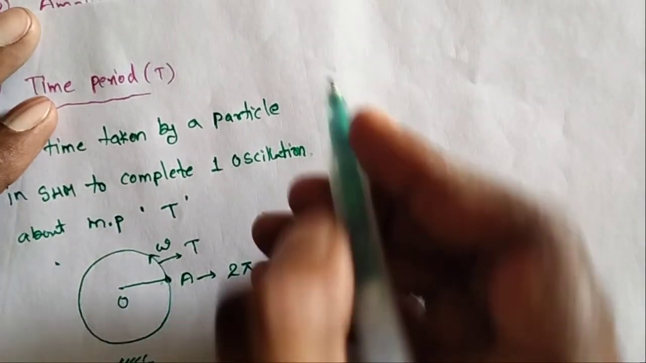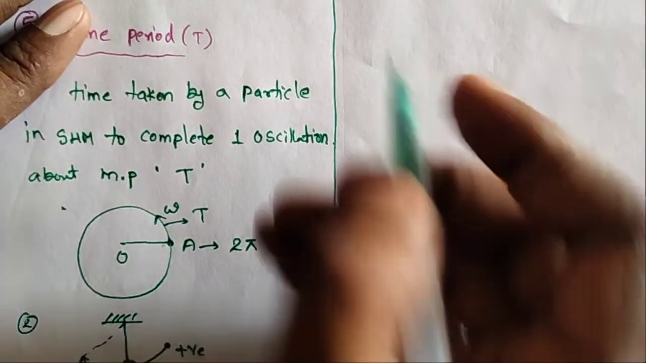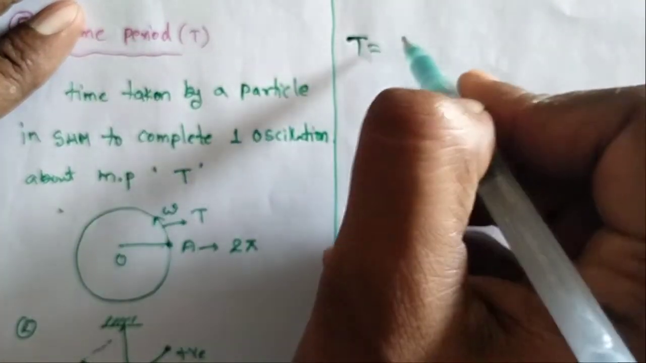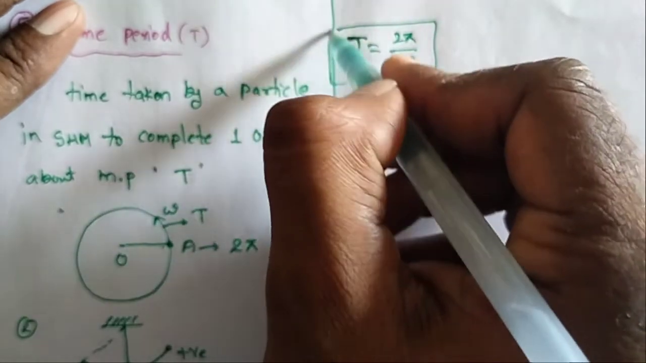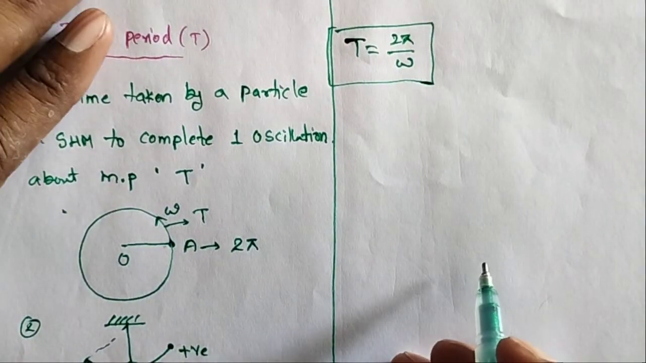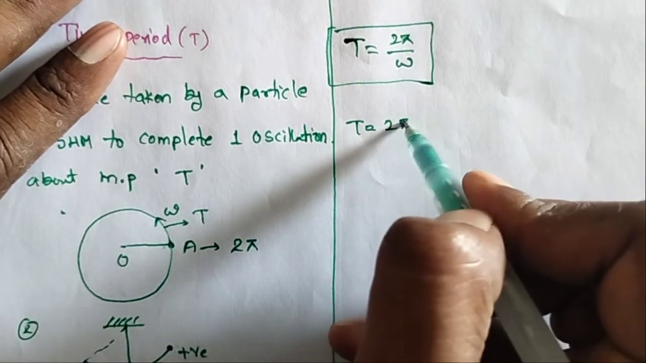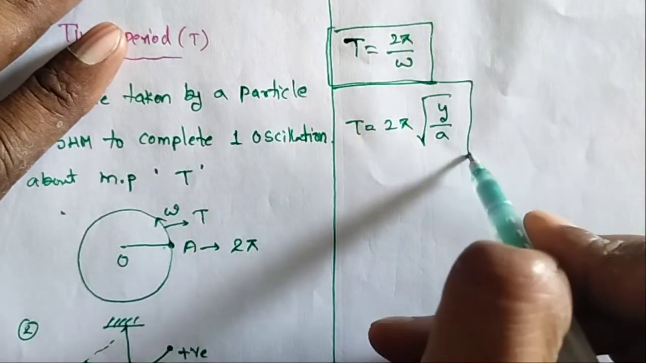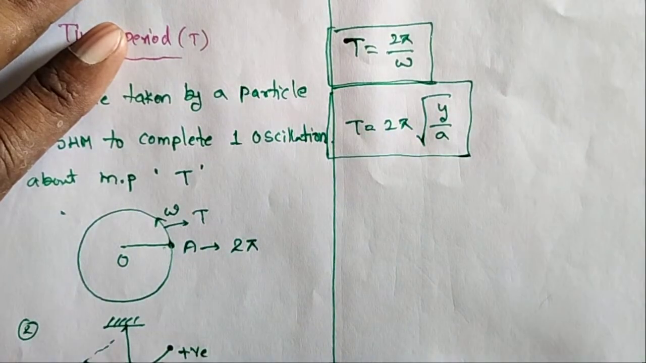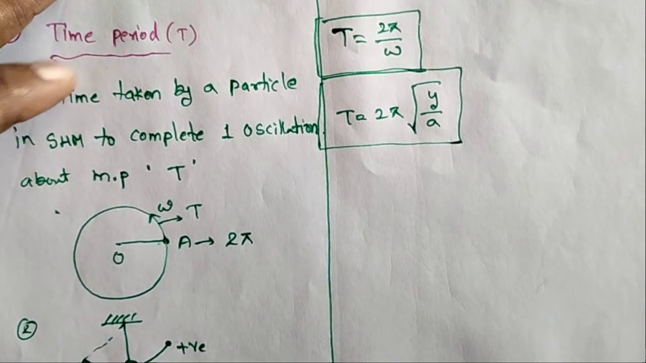So what is the equation? The mathematical equation of the time period? T is equal to 2 pi by omega. What is the formula of the time period? T is equal to 2 pi by omega. Another formula, T is equal to 2 pi square root of y by a also. Y by a, displacement by acceleration. This is called time period.